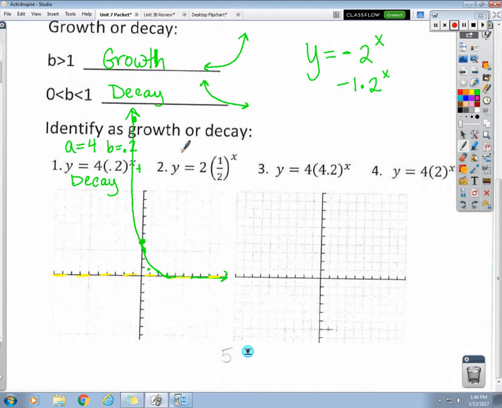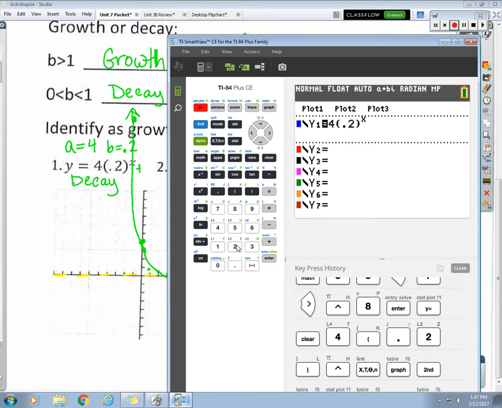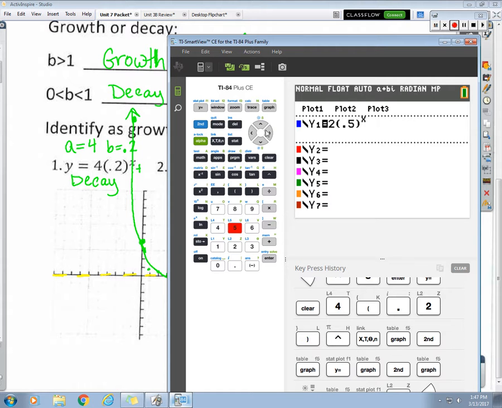2. What's your B value? So is this a growth or decay? It's also decay, because B is 1/2, which is between 0 and 1. So now let's graph it on the calculator so that we can put it on this same graph. So y equals 2 times 1/2, which I'll just type in as 0.5 to make it quicker, raised to the x power. So now I graph it.